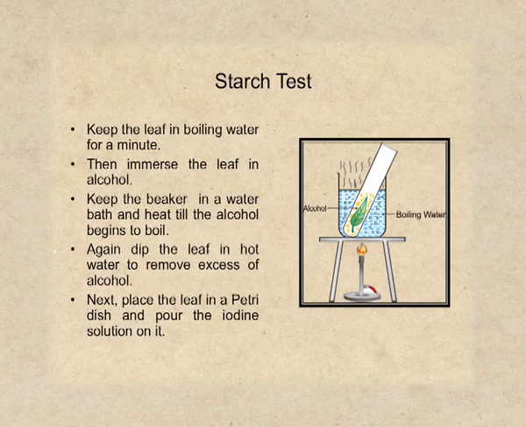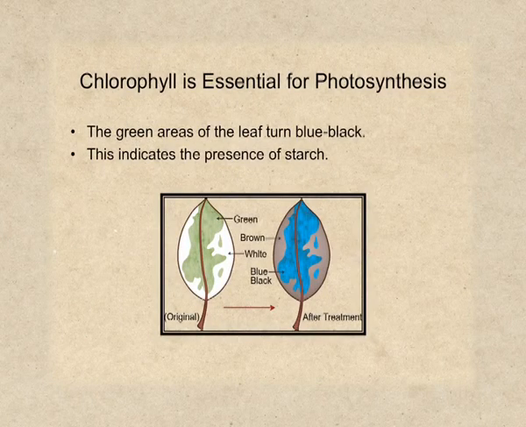What will you observe? You will see blue-black color in the green regions of the leaf, while non-green regions will not show any color change. Now, why is this so? Iodine reacts with the starch present in the green region and forms a blue color iodine starch complex. Remember, only the green region of the leaf showed the presence of starch. So, this indicates that chlorophyll is important for photosynthesis.